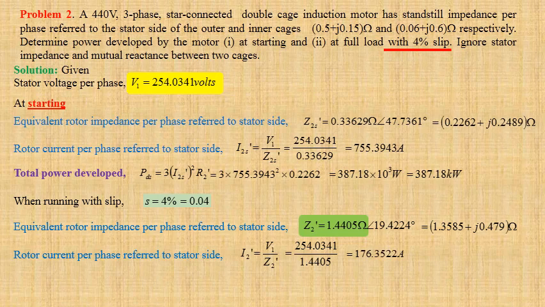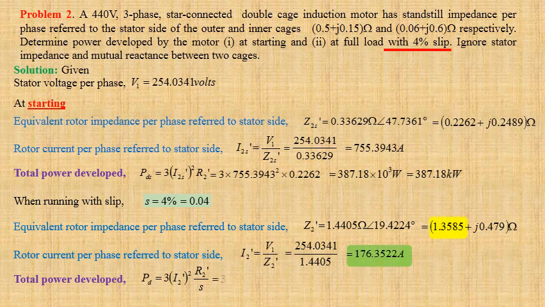that gives us 176.3522 ampere. Let us now determine total power developed. PD equals 3 times I2' square into R2' by S. Using values we get 3 into 176.3522 square into 1.3585, that gives us 126.75 into 10 to the power 3 watts or 126.75 kilowatts.